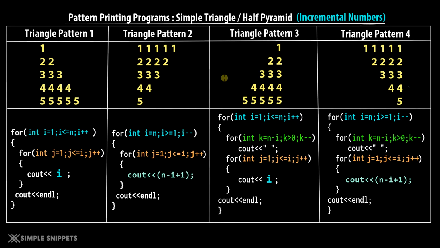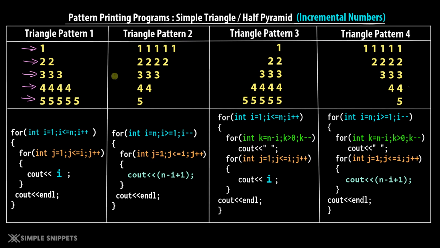But unlike the previous video tutorials which had a character being printed, over here we are dealing with numbers, and these patterns are specifically called incremental numbers because as you can see, the number being printed in every row is being incremented by 1 unit. Right? And this is something that is common in all 4 patterns.